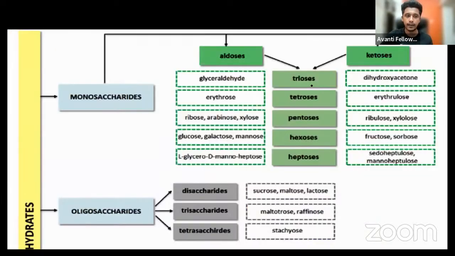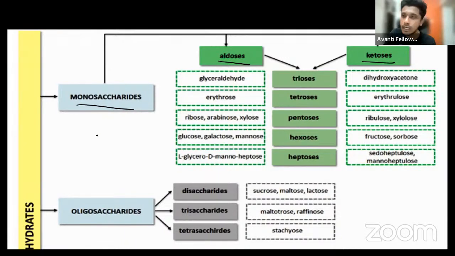So let us come back here. When you talk about monosaccharides, right? Monosaccharides can again be divided into 2 important categories. Those 2 categories are dependent upon the functional group they have. Based on the functional group, you can divide them into aldose and ketose. So let me tell you what is aldose.